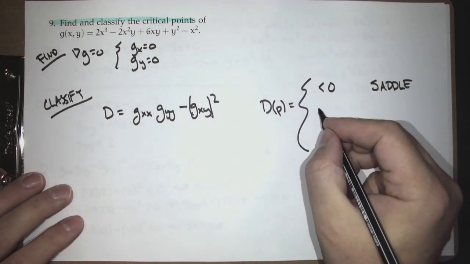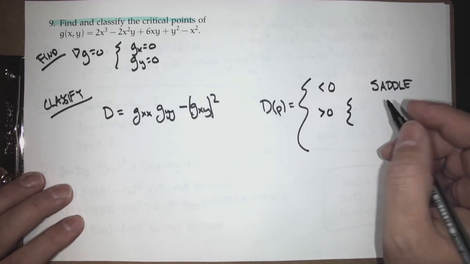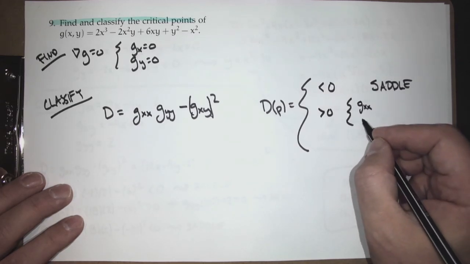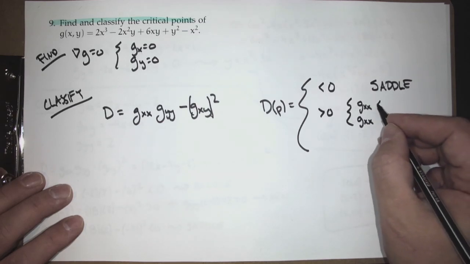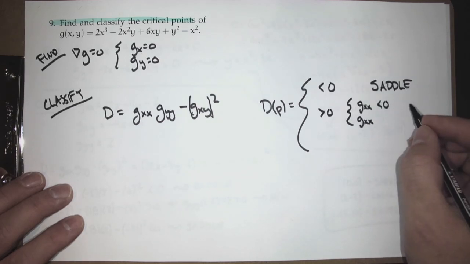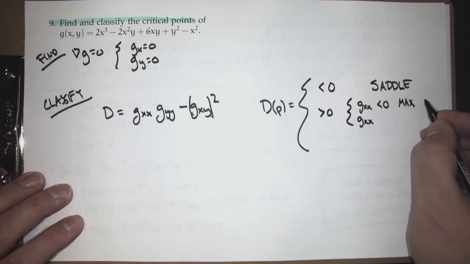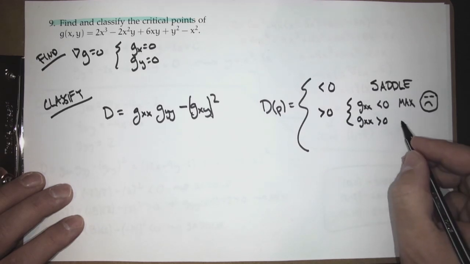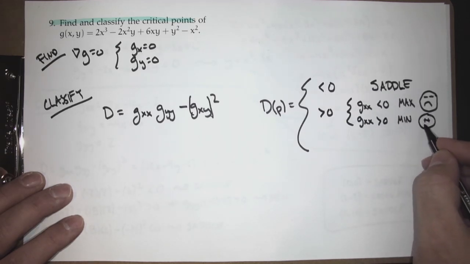If we're positive, then we split again. And we look where? gxx or gyy, doesn't matter. So we say, okay, now look at gxx. Suppose that's negative. What are we? Max. And this gets back into our second derivative test from Calc 1. What happens if we're greater than 0? Well, yeah, it's the opposite, min.